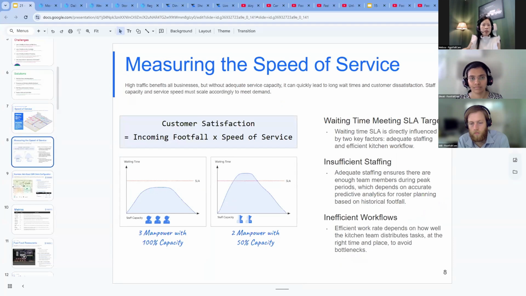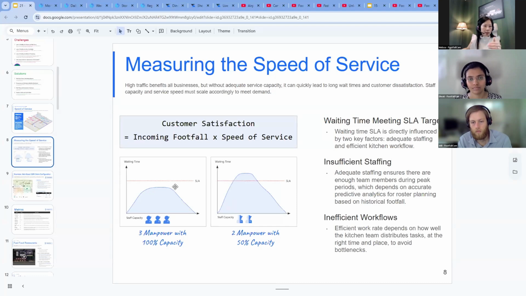So let's look at measuring the speed of service. We want to highlight once again the importance of it. As you can see in these two graphs, traffic volume is constantly coming in. We're assuming they constantly come in at the same rate. This is when you have two manpower and they're not very efficient, at 50% of the capacity. This is when you have three manpower at 100% capacity. You can't turn customers away, right? You have to serve everyone that comes in. So the goal is to handle as many of them as possible without exceeding your capacity.